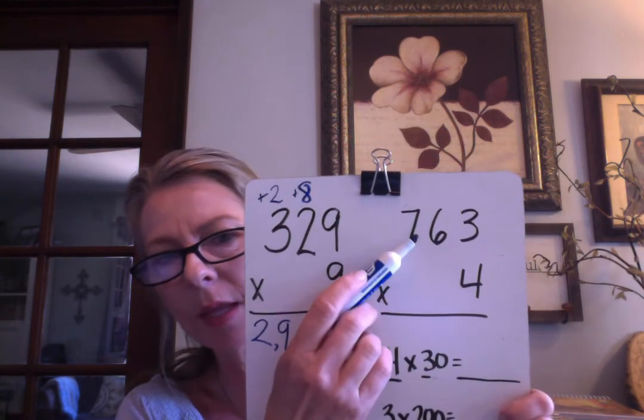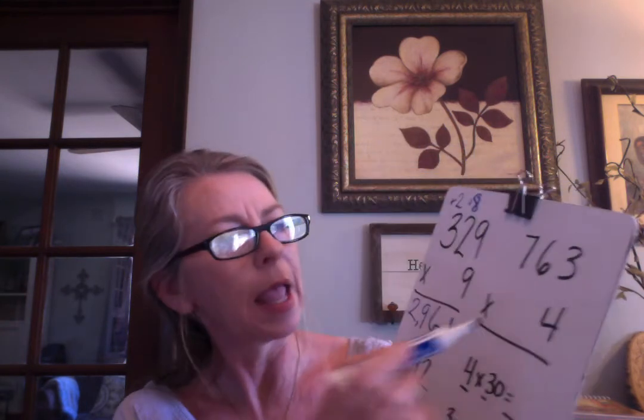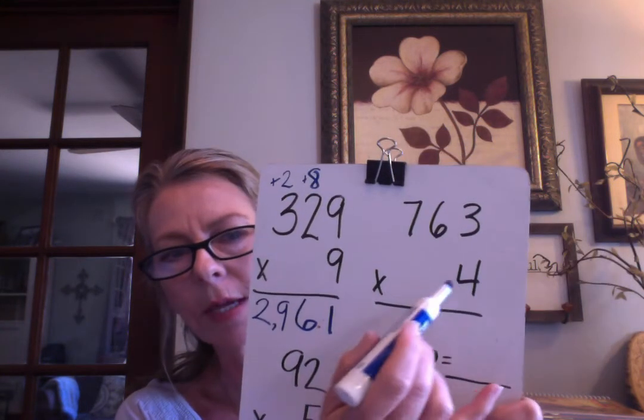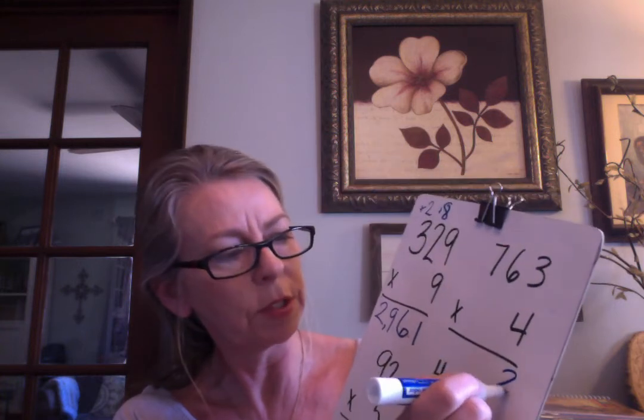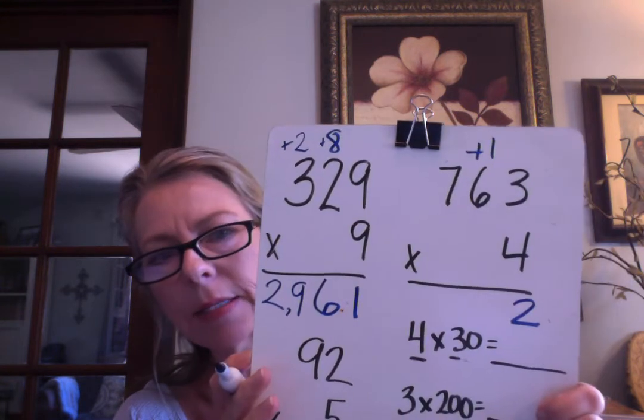Okay, so let's take a look at the next one, okay, 763, and multiplied that by 4. Okay, so we start with our ones. 4 times 3 is 12. We put the 2 in the ones place and the 1 in the tens place.